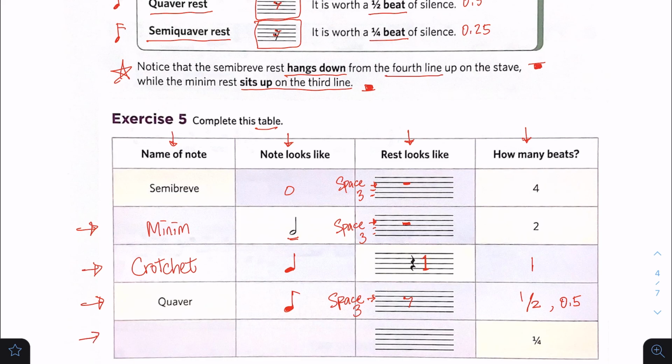So last one, the name of note is missing. Note looks like and rest looks like are all missing. But we know that is quarter. A quarter beat is also 0.25 count. We know that 0.25 count is a semiquaver, so we will fill in semiquaver here. And a semiquaver looks like a quaver, but with 2 tails. Again, the rest also looks like the quaver rest, but this time we need to add 1 more of this. So start with the 3rd space and then add another 1 in the 2nd space, and you will have a semiquaver rest.